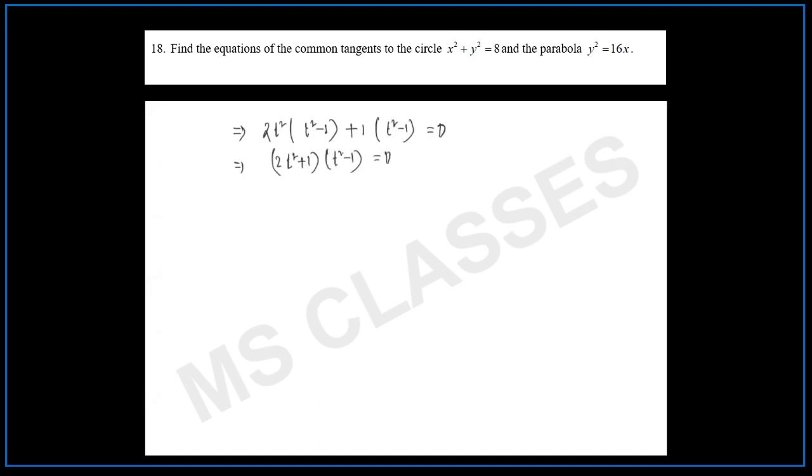Now this part will never be equal to 0. So we have only one condition here, that t can be plus minus 1. Now why plus minus 1? We'll understand, because we'll get here 2 points of contact. T2 gives 4 comma minus 8.